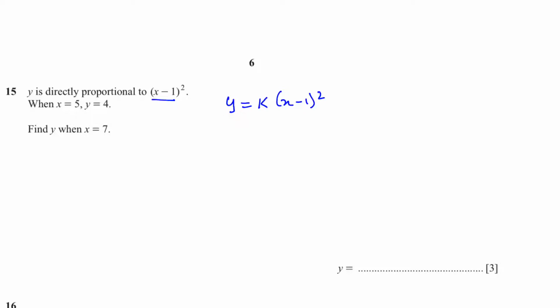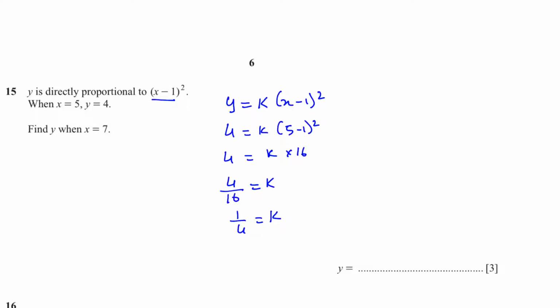Replace the y with 4 and x with 5. You will get 4 is equal to k multiplied by 16. We'll bring the 16 to the other side. We'll get 4 over 16 is equal to k. Therefore, 1 over 4 is equal to k.